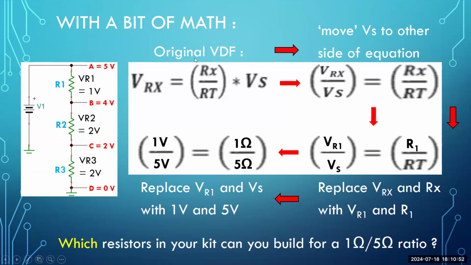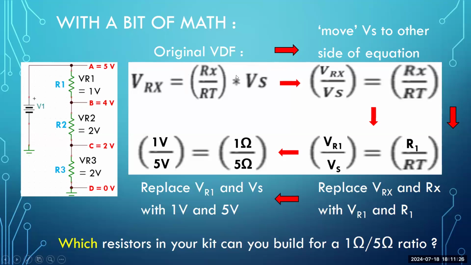We look at the original voltage divider formula. I gave it to you in the previous slide. VRX is equal to the ratio of RX over RT times the voltage source. What are we going to do? Follow the red arrow. We're going to move VS to the other side of the equation. How do I move VS? That's going to be multiplied by this fraction. How do I move this to the other side? Well, the movement is called transposition. And I'm going to move this to the other side by using the opposite math.